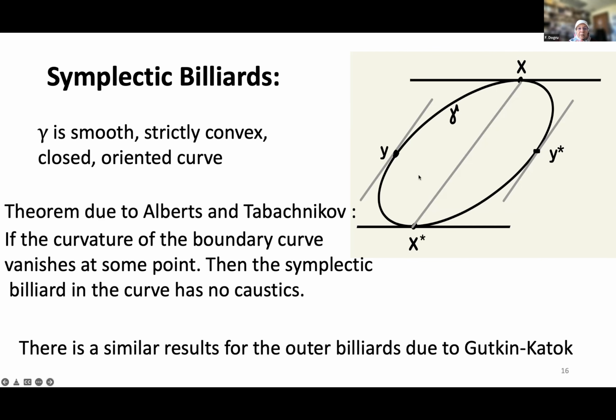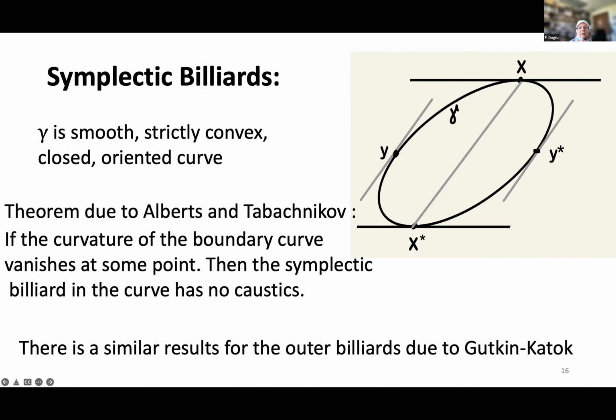There is one important theorem due to Albers and Tabachnikov. It says that if the curvature of the boundary curve vanishes at some point, then the symplectic billiard in the curve has no caustics, in other words, no invariant curve. We have similar results earlier for the outer billiards, due to Gutkin and Katok: if the radius of curvature vanishes at some point, then there is no invariant curve outside of the table.